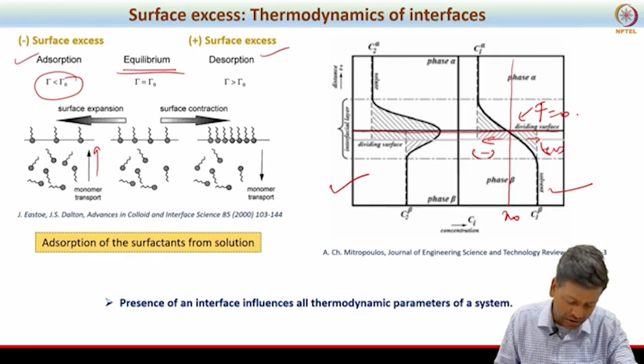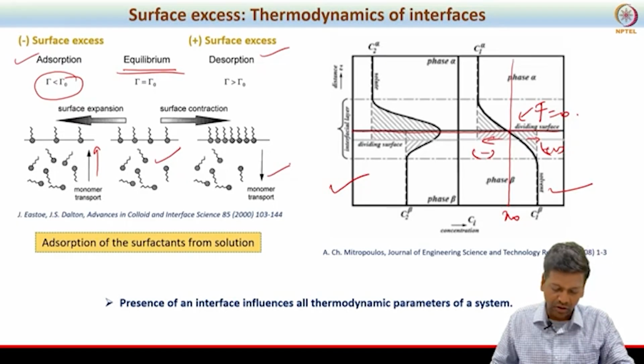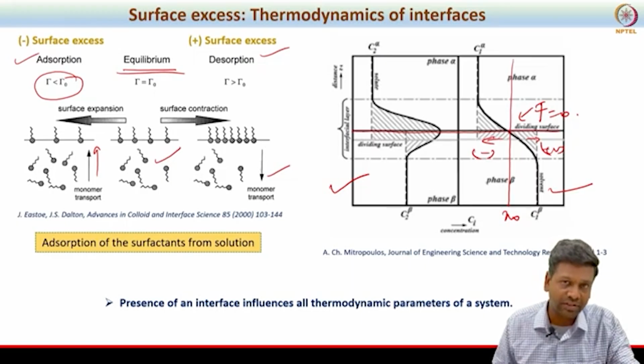At the equilibrium, because they have already reached the equilibrium, there will be no net movement between bulk and interface. Whereas in the case of a positive surface excess, if the surface excess is more than the equilibrium, you will have more atoms than the equilibrium concentration. You would expect that there will be desorption. So, monomer will usually diffuse from the interface to the bulk. These are based on the equilibrium surface excess concept.